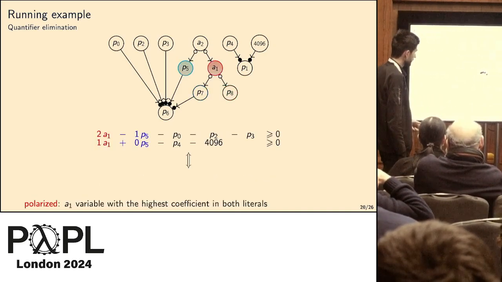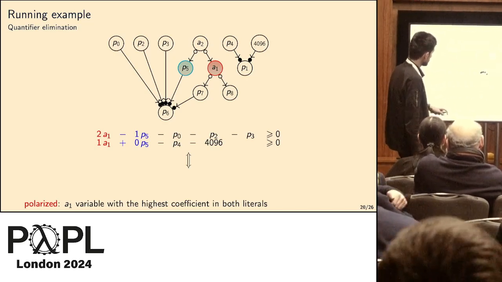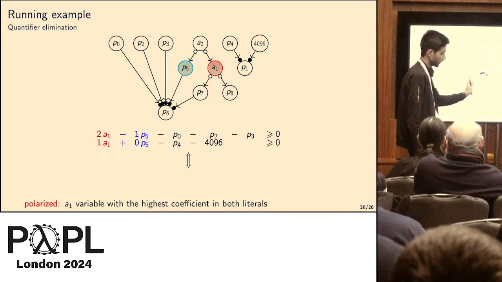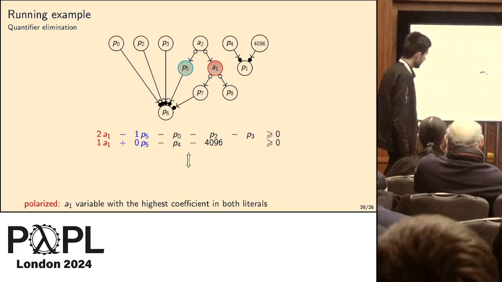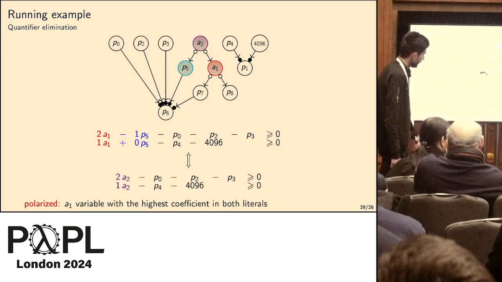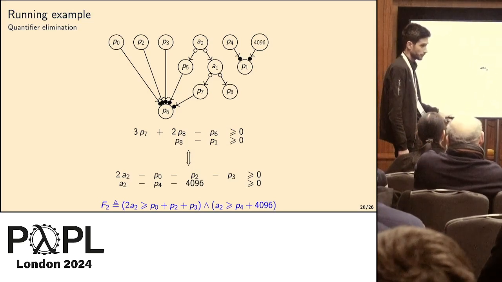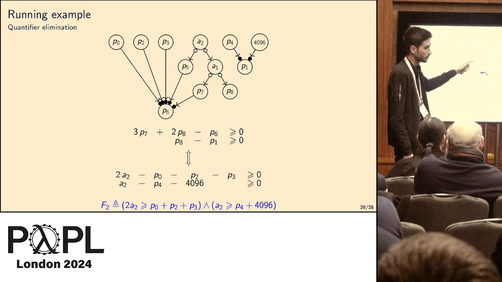And we can do the same thing with these agglomerations. Because A1 has the highest coefficient in both literals, we can just forget about P5 and replace A1 by A2. And so we obtain these literals, and we obtain our formula F2 with support on the reduced net, with support on the root of the graph.